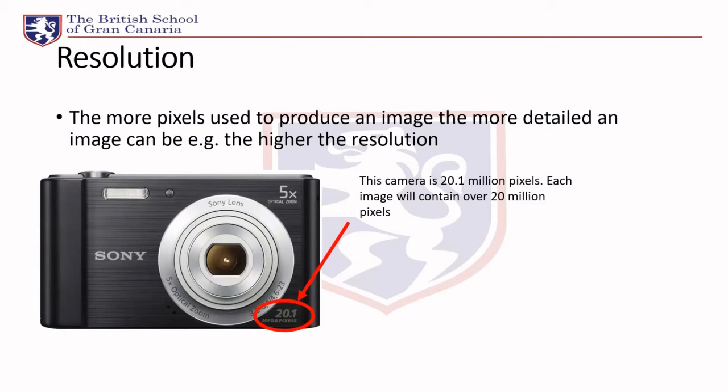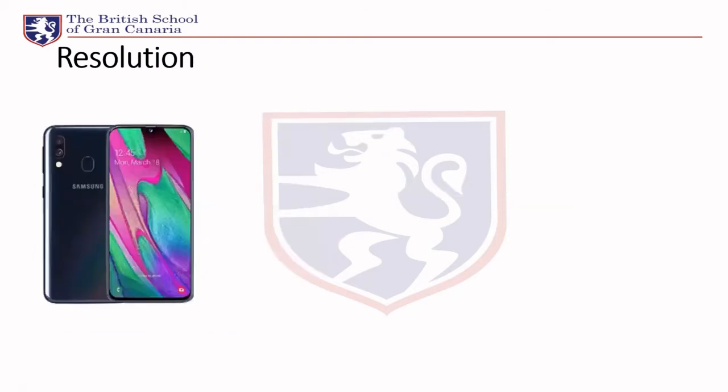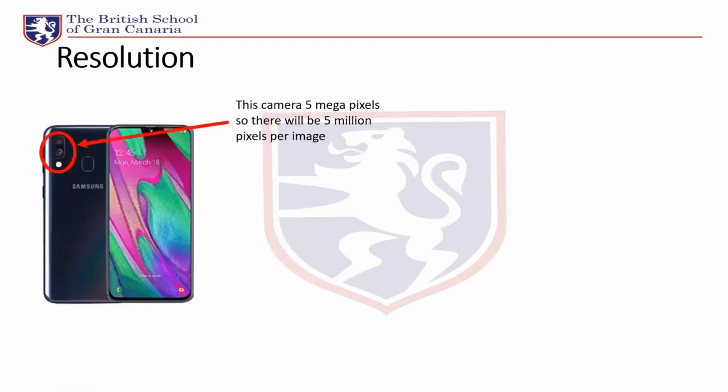Okay, so you can see this camera here is 20.1 million pixels. Okay, so that means each image will contain over 20 million of those tiny little squares. Okay, so and obviously, like I said, the more squares there are, the smaller they will be, the clearer the image. Now resolution. So this camera has 5 megapixels. That means there will be 5 million pixels per image.